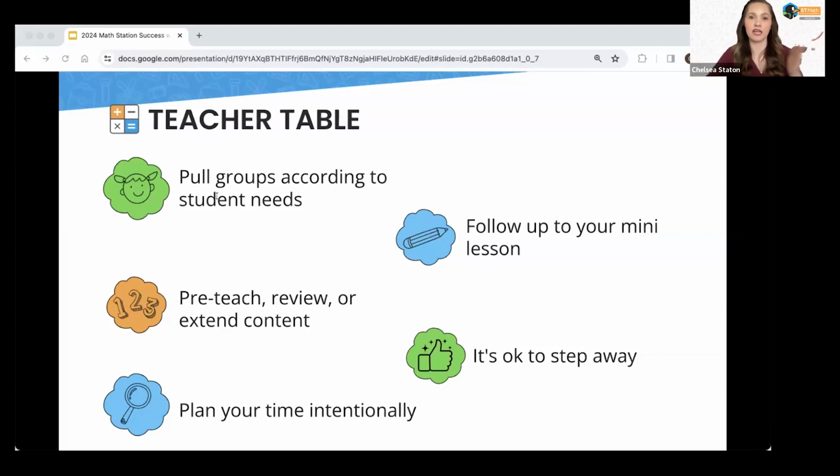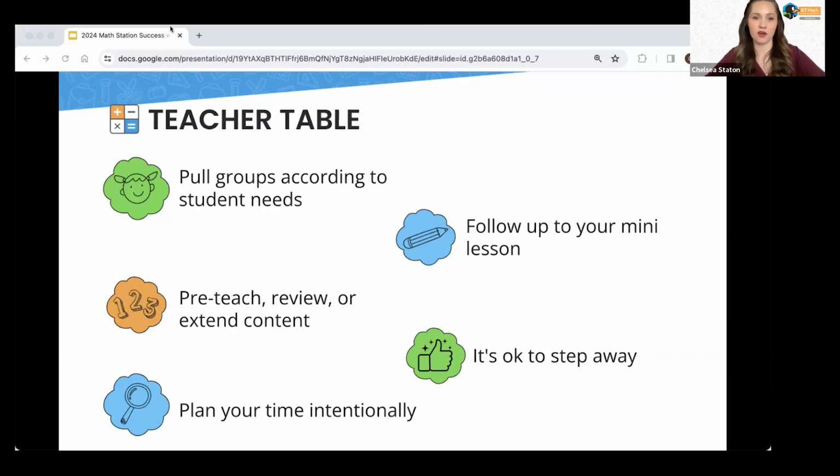So continuing with our role as the teacher, this is your teacher table, small group time, whatever you want to call it. And really remember, the purpose of doing stations is to pull these small groups. So whether the teacher is pulling groups or is one of the rotations, conferencing with students is crucial. Sometimes teachers don't pull groups. Maybe students are working at stations and the teacher goes to the station and works with students there. So there's lots of ways this could look.